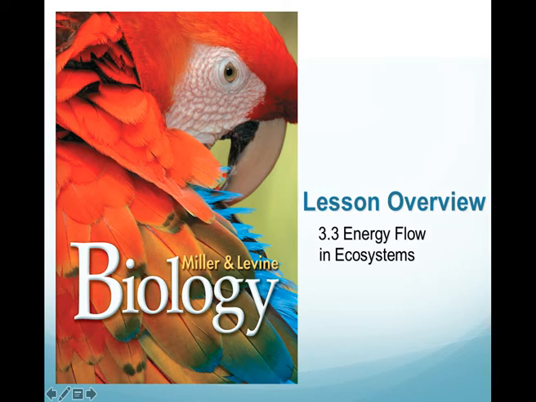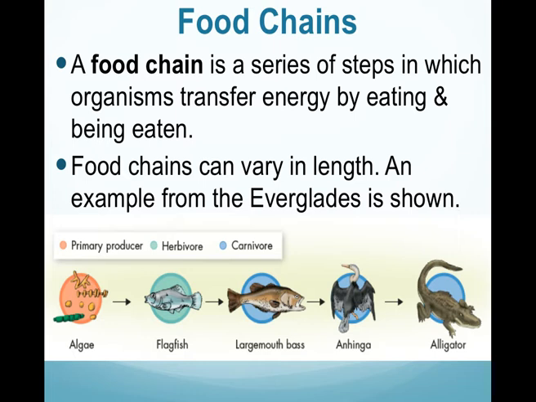We are going to be talking about energy flow through the ecosystems. This is section 3 of chapter 3. When we are talking about the energy flow through ecosystems, what we're really referring to is the food chain. Food chains are a step-by-step way that we show the flow of energy through an ecosystem. Below here, you will see an example of an ecosystem from the Everglades.